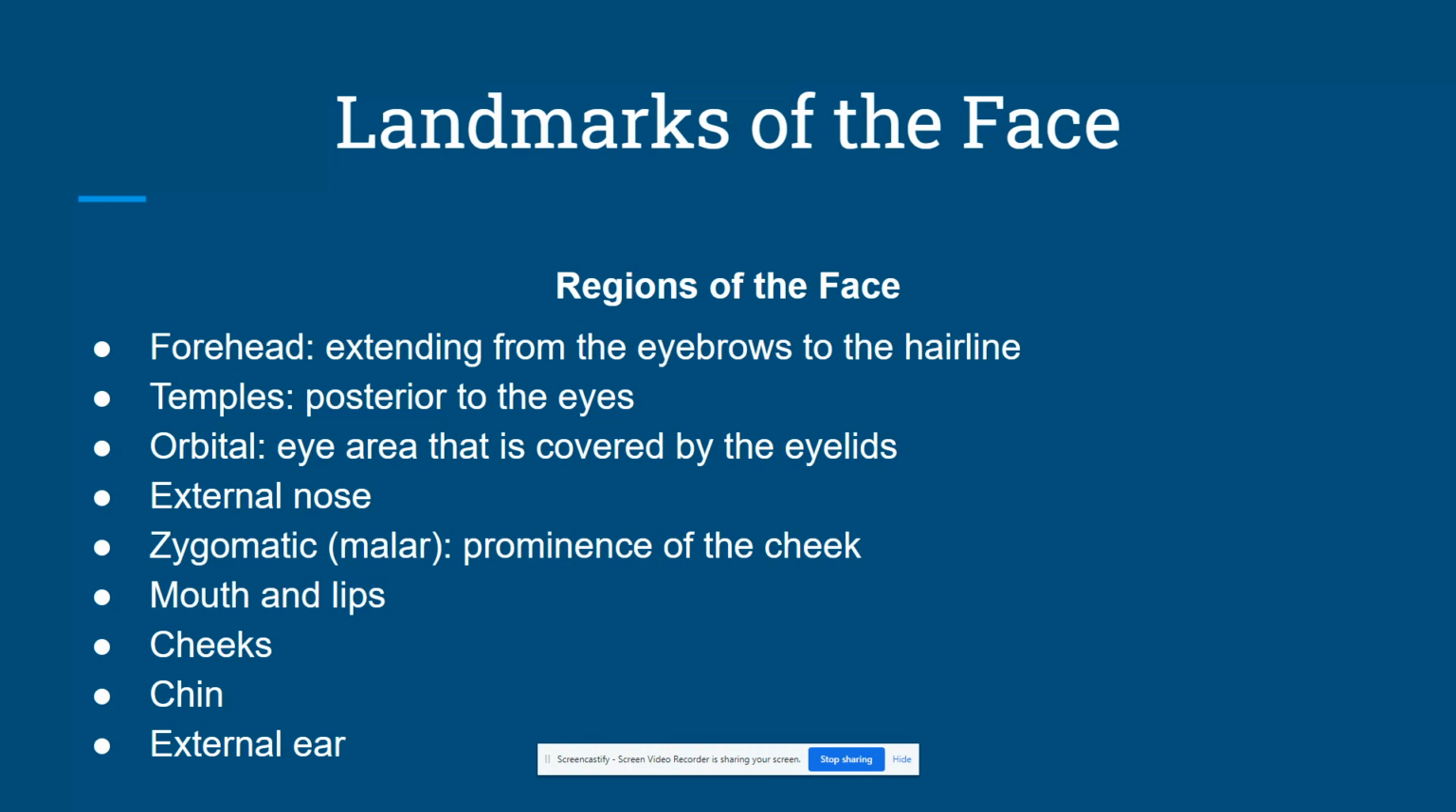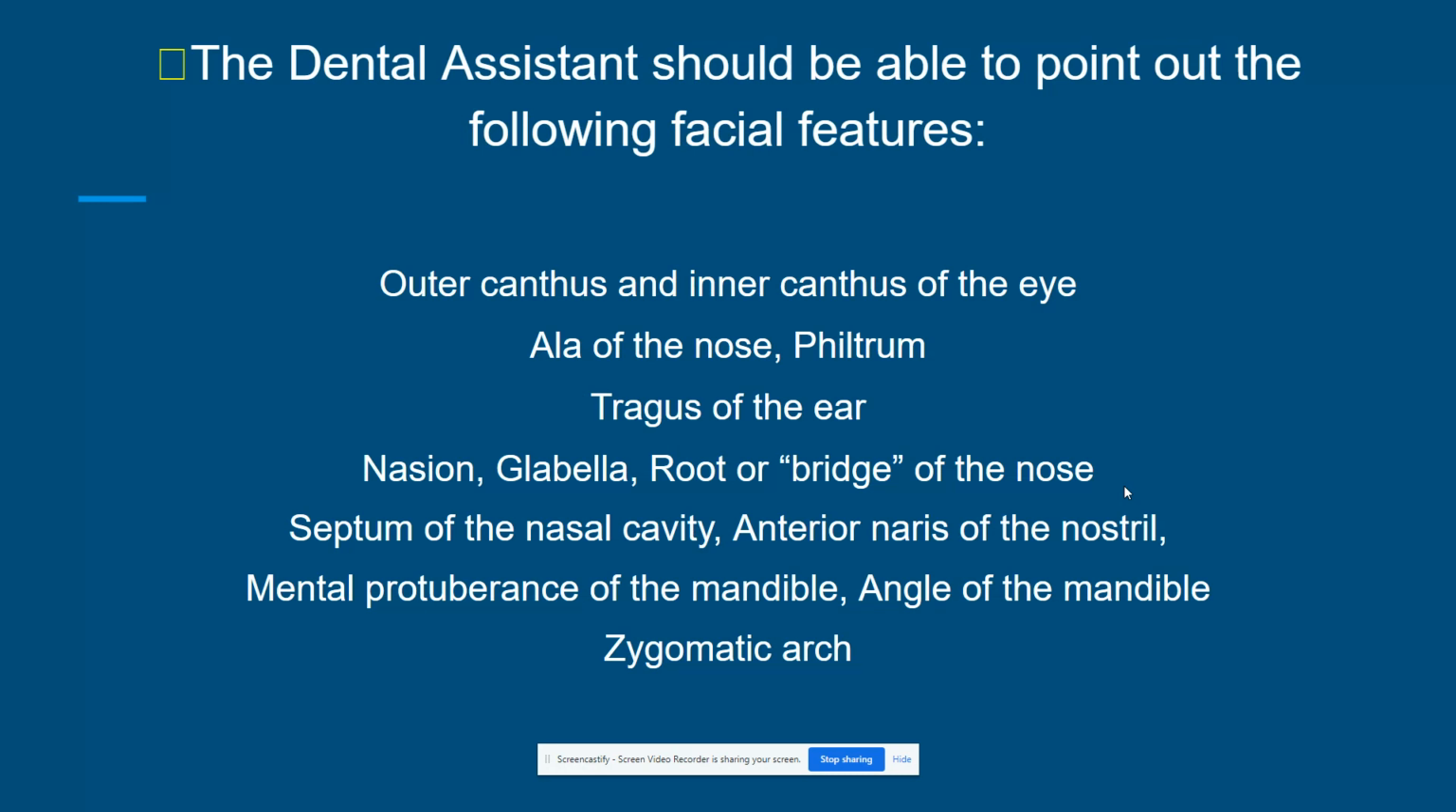So you should know the forehead, the temples, the orbital around the eye, the external nose, the zygomatic or molar, which is the prominence of the cheek, mouth and lips, cheek, chin, and external ear. So you should already know about these landmarks. We're going to go a little further into these landmarks now with this lesson.